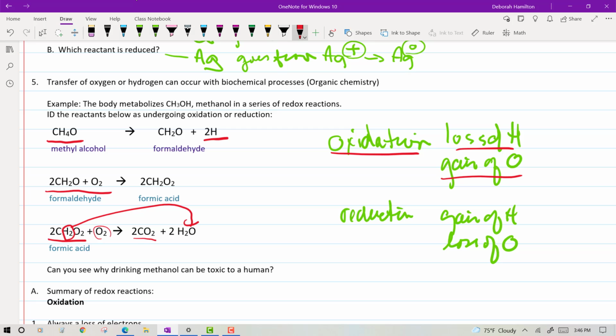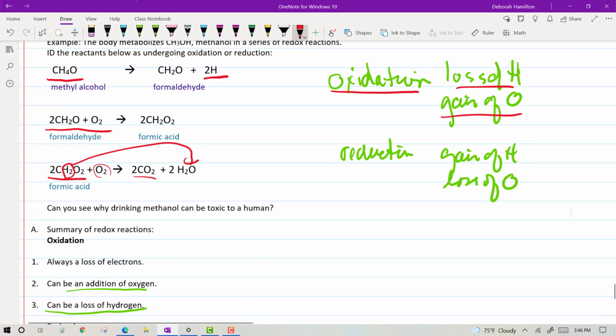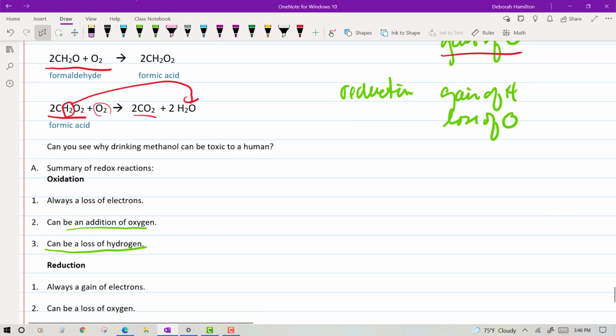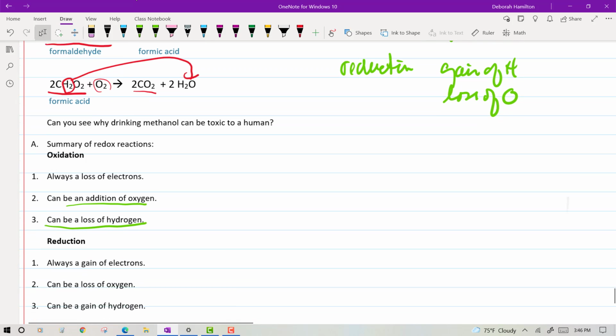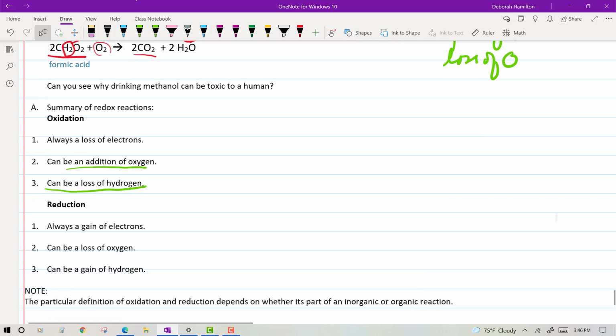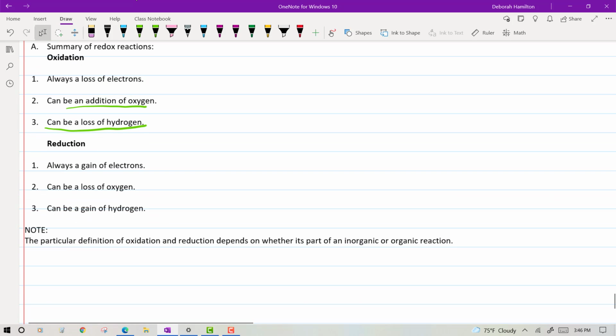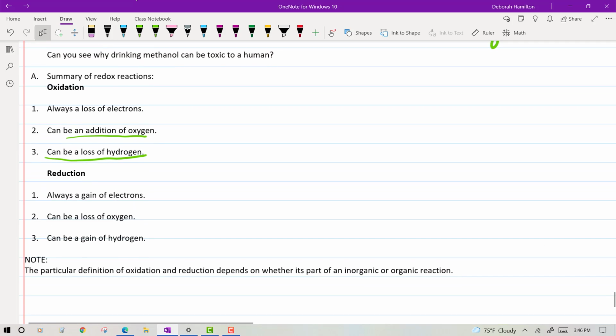My last item there says, can you see why drinking methanol can be toxic to humans? It sure can. It can blind you if you take a small quantity, and it can kill you if you take a large quantity. So oxidation-reduction reactions closes out this video.